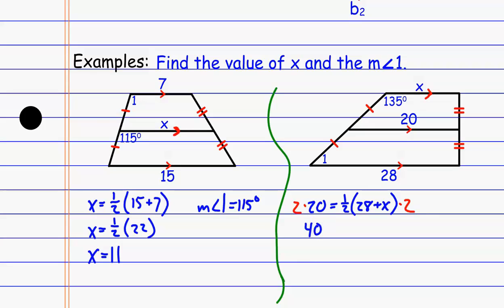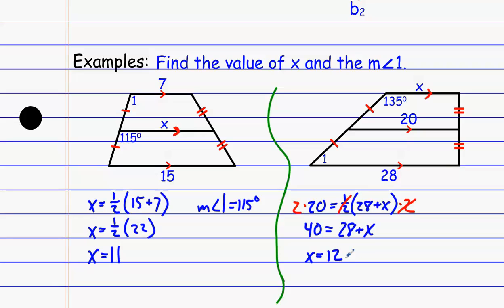Over here I can do this in any order I want. The 1/2 and the 2 are going to cancel. And then from here I just have to subtract the 28. And when I subtract that 28, I end up with x equals 12. So now I've got that guy. I've got 12 here for x.